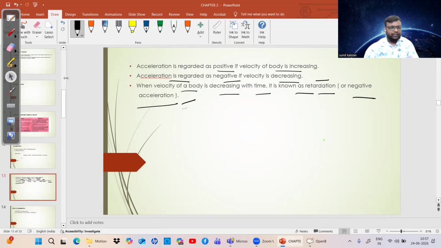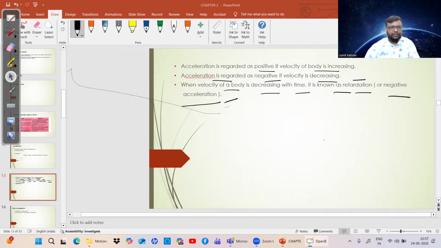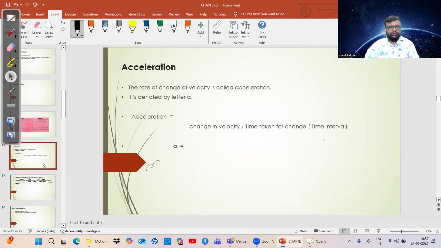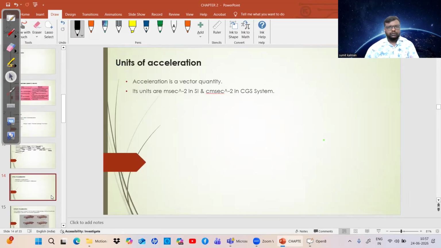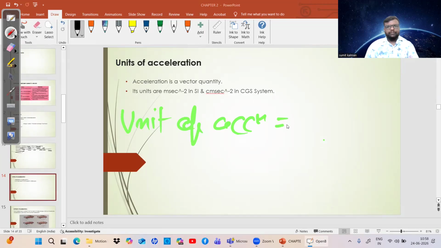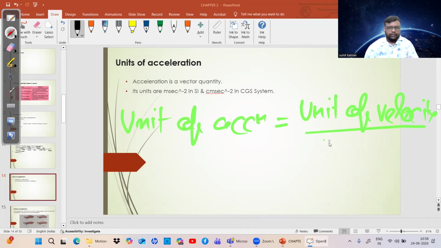Now students, next we will see the unit of acceleration. The unit of acceleration is simply equal to unit of velocity upon time interval.